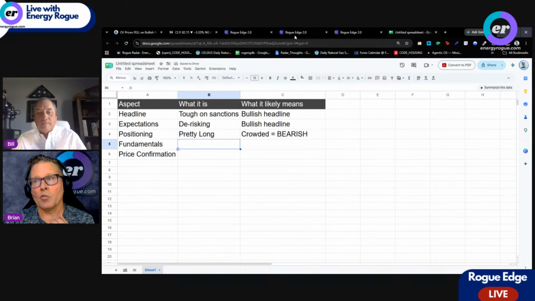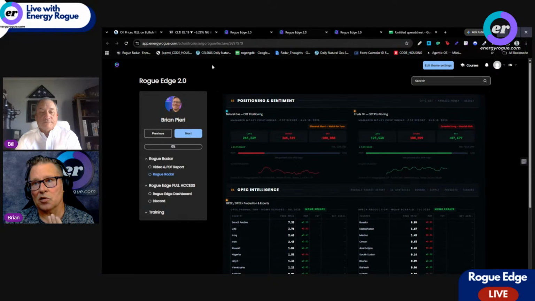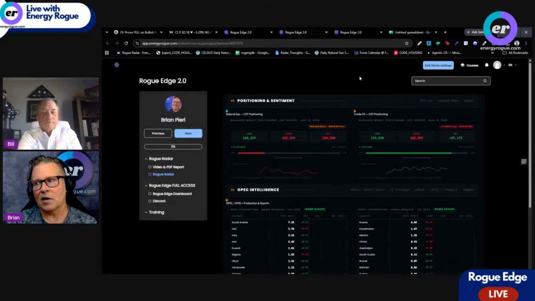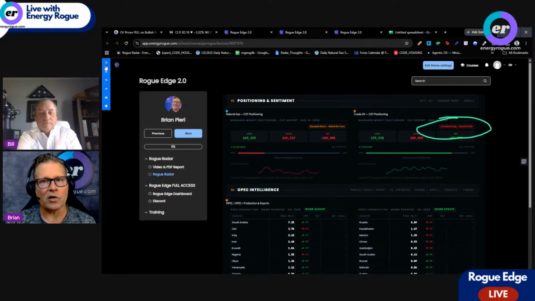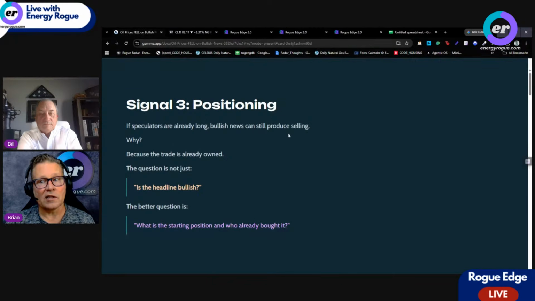So when we're looking at this positioning, that is going to be a key attribute to look at, because what is the starting point? And again, if traders were buying in this range, this is how we get to the determination of this being a crowded long. That's a bearish risk. So going into the weekend, we actually knew that this was a possibility. So the question is not, is the headline bullish?